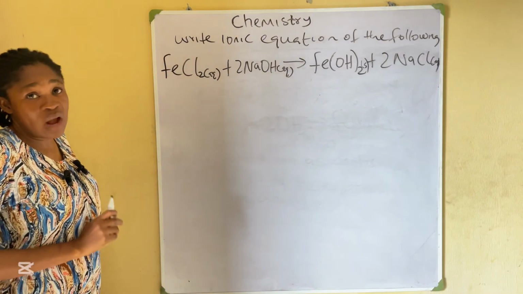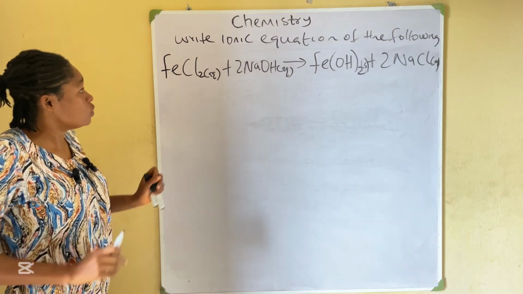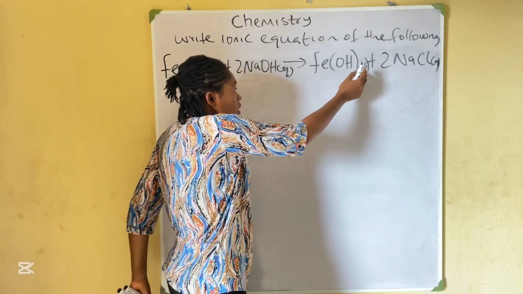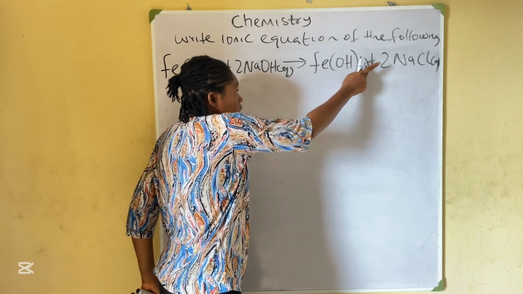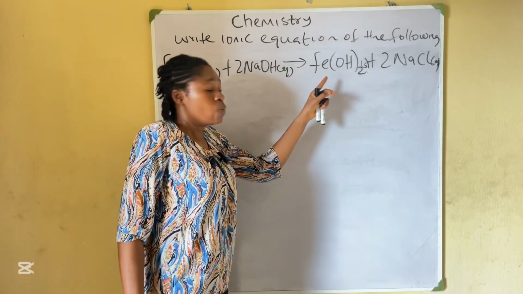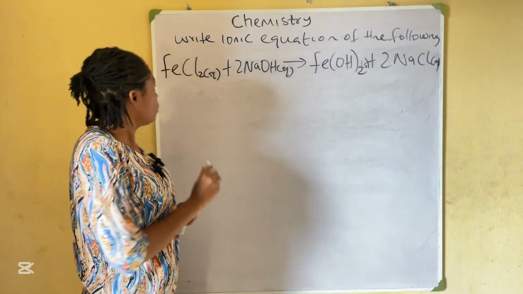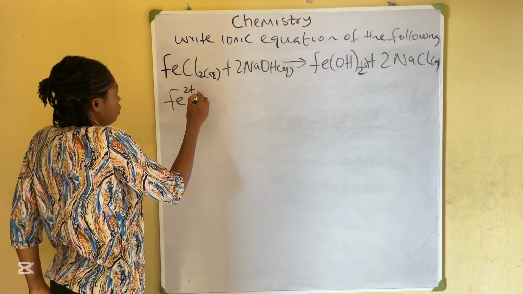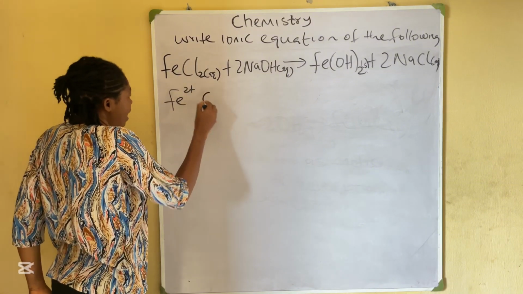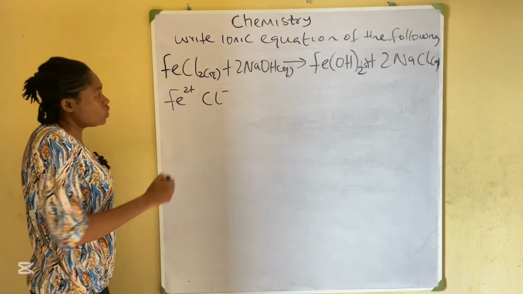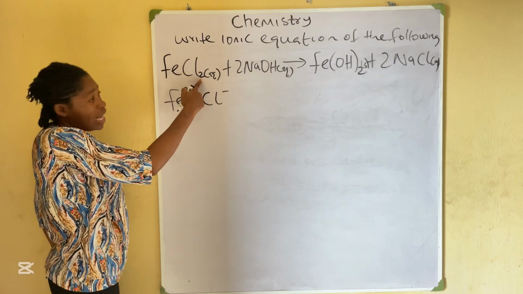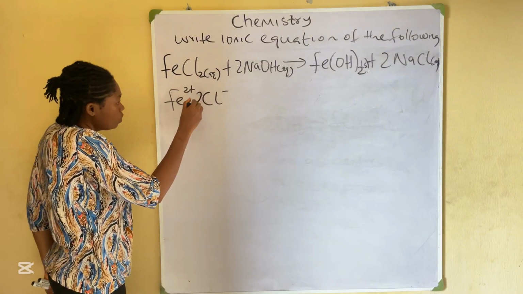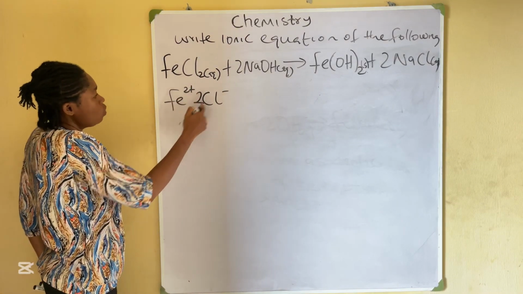Then we're going to break it into ions. Remember, following the rules, we will not break up this precipitate, this solid, this insoluble substance. We won't break it up. We'll write it like that. So this is iron 2 plus, then the chloride ion is what? Minus. But to balance the atoms, we have 2 atoms of chlorine here, so we'll put 2. So Fe 2 plus, 2 Cl minus.